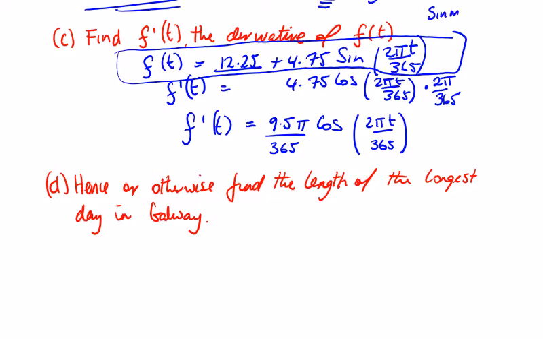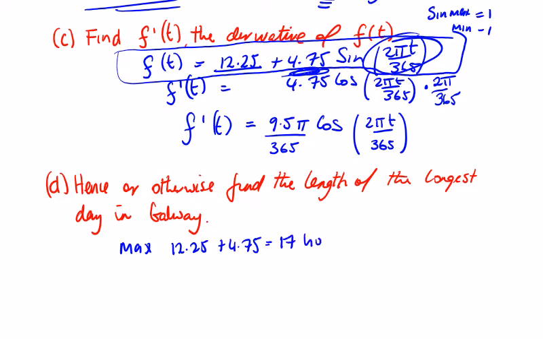Sine max is equal to 1, so the sine min is equal to -1. So the shortest day and the longest day: 12.25 plus 4.75 is going to be the max, because the max value sine can be is 1. So 12.25 plus 4.75 will be the max, and that's going to give me 17 hours.